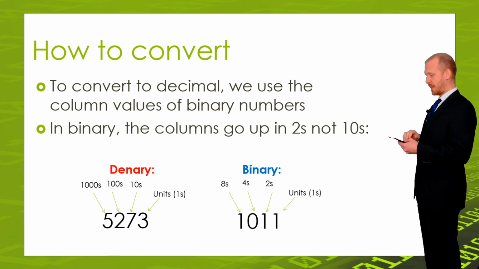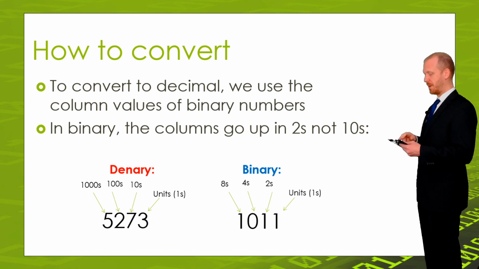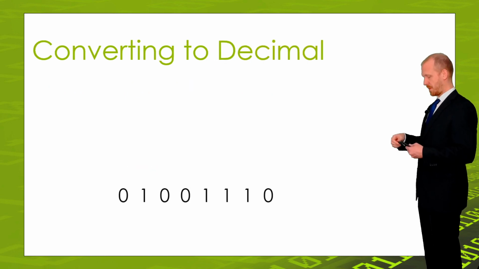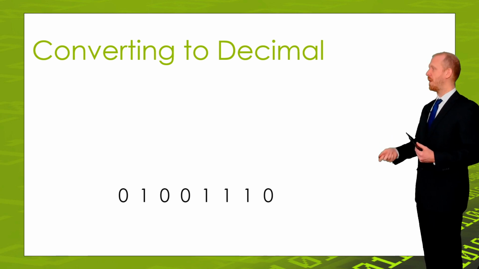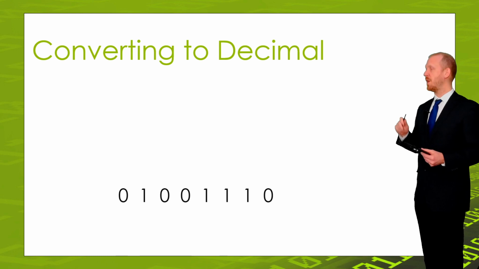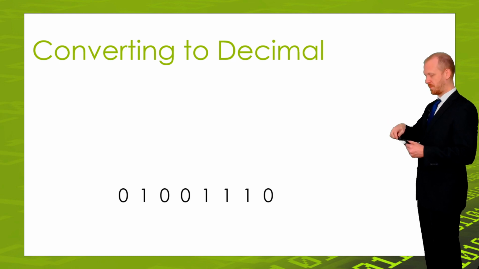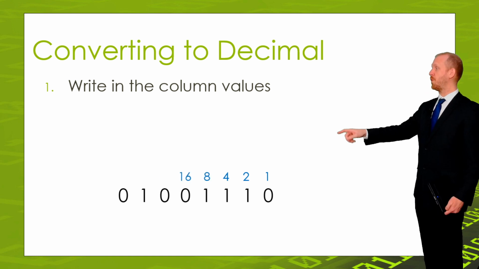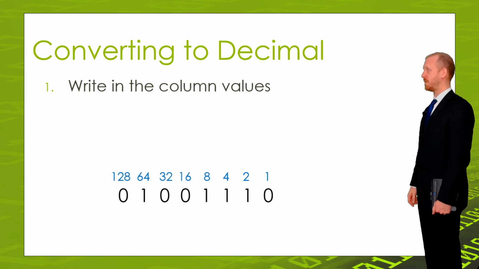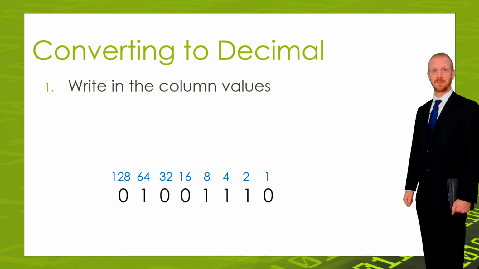So let's have a look at how we can make use of that to figure out what a binary number will be. So if I start with this one here, and we're going to convert that. The first thing we do is we write in the column headers. So I'm going to write in, in fact I'll do this with the computer, the column headers 1, 2, 4, 8, 16, 32, 64, 128. Each one doubles the one to the right of it.